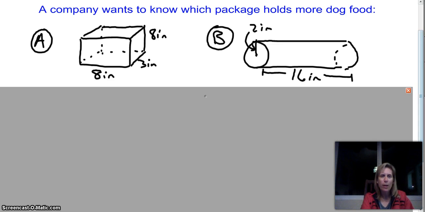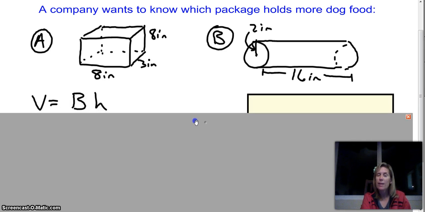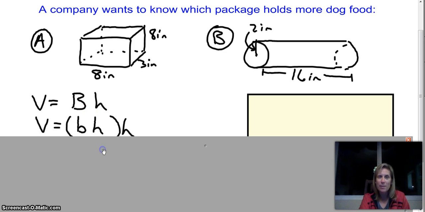How do we find the volume of this figure A? It's a box. What type of figure is that? Rectangular prism. So we will use our formula for that. Jot it down. It is volume equals base area times height. What type of base does a rectangular prism have? A rectangle. So we will change base area to the formula for a rectangle's area, little b times h.